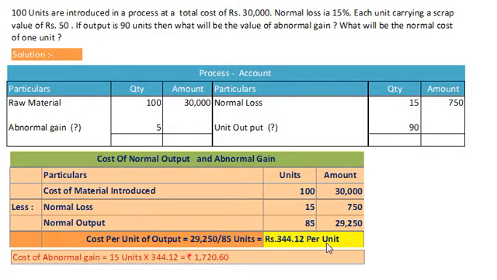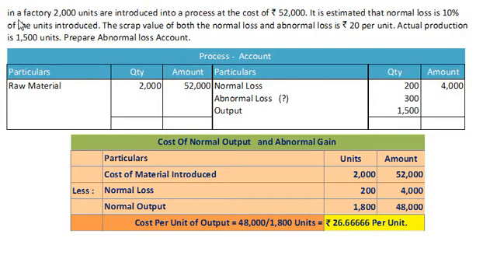344.12 per unit. And cost of abnormal gain amounts to 5 units. Here you see 5 units multiply 344.12, that is 1720.60. That's all.